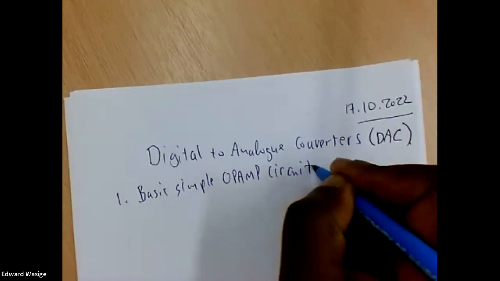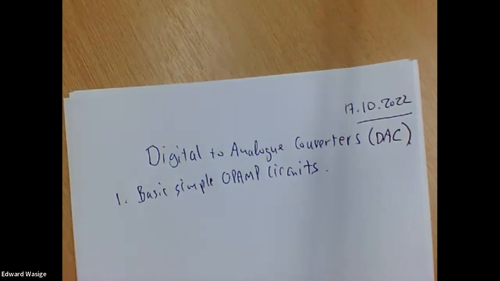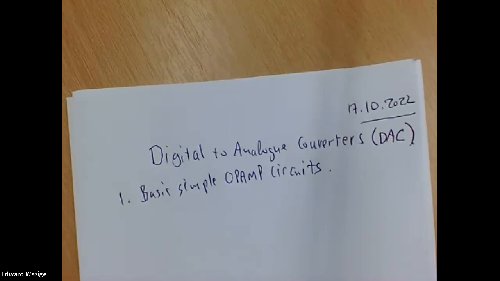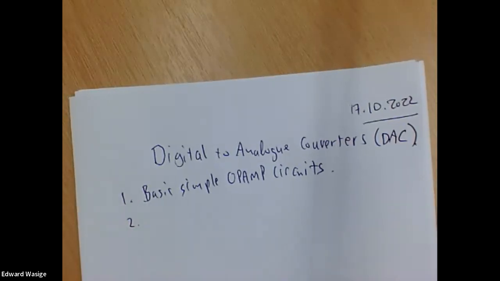So the first thing we'll look at, it will take us 5 minutes or 10 minutes max, is simple op-amp circuits. Many DSCs are based on the op-amp circuitry that we developed. So the op-amp, the comparator are important for DSCs. So we look at the simple op-amp circuit.